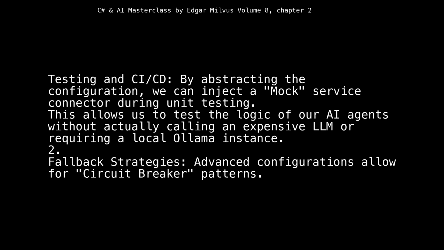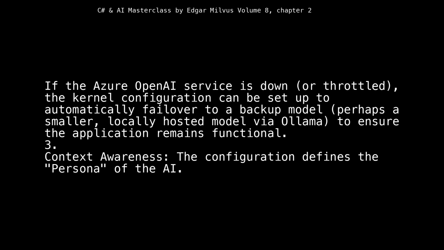2. Fallback strategies. Advanced configurations allow for circuit breaker patterns. If the Azure OpenAI service is down or throttled, the kernel configuration can be set up to automatically failover to a backup model, perhaps a smaller, locally hosted model via Ollama, to ensure the application remains functional.